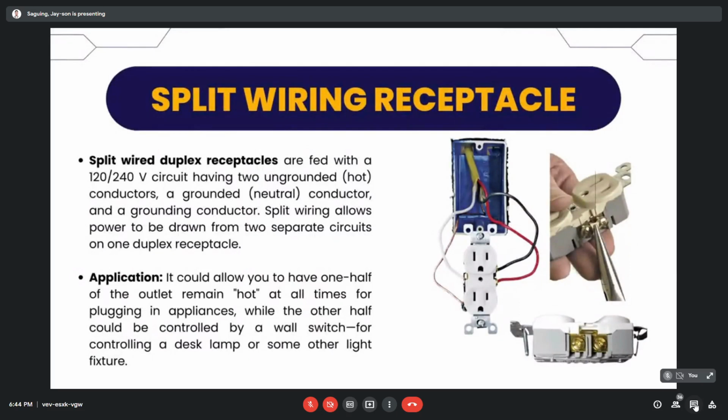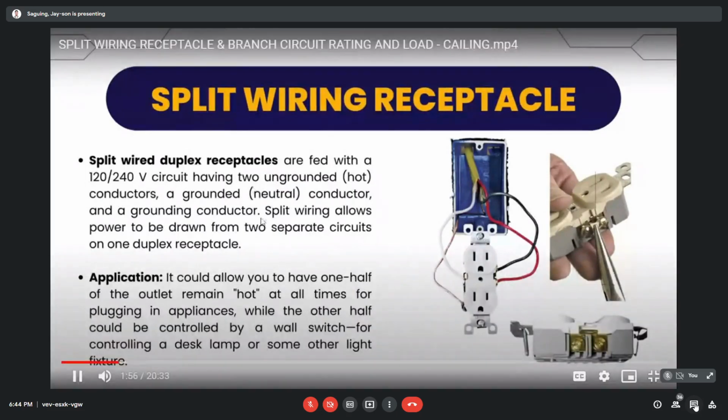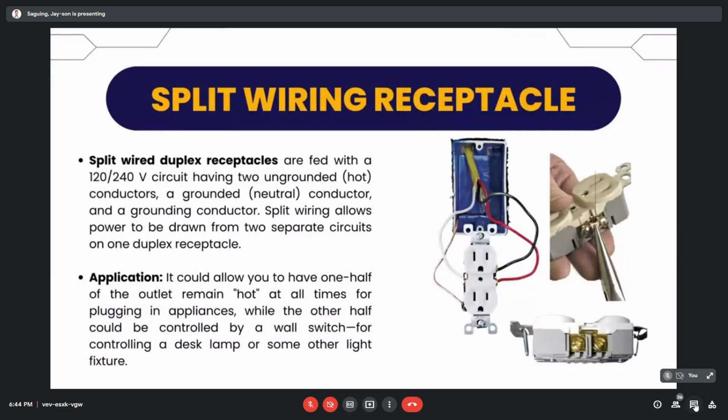So usually, when we buy duplex receptacles, the connecting tabs are still intact. So to convert the receptacle to a split wire duplex receptacle, we can just simply break off that tab between the hot terminals using needle nose pliers. So once we break the connecting tab or the jumper, they will be independent of each other, so they will function differently. So when the tab is removed, we must connect different hot wires to each of the hot terminals in order to supply power to both halves of the receptacle.